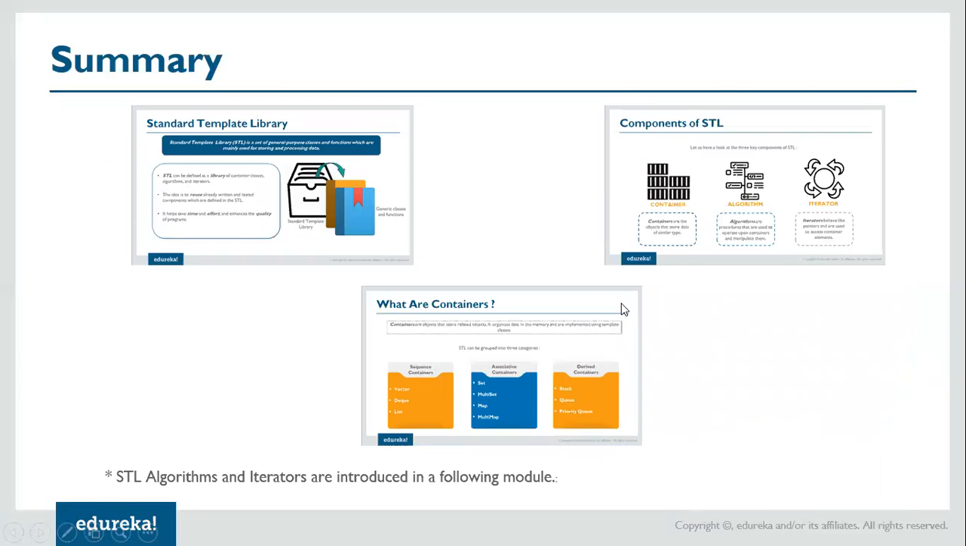To summarize all our discussion, we have looked at what an STL, standard template library, is. We looked at various components of STLs like containers, algorithms, and iterators. And we also looked at different kinds of containers, whether it is a sequence container, an associative container, or a derived container.